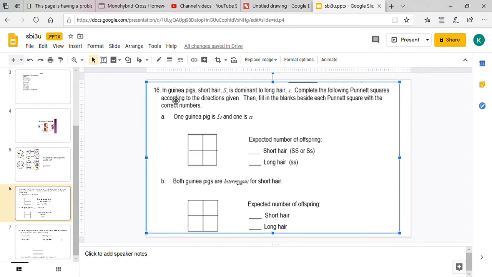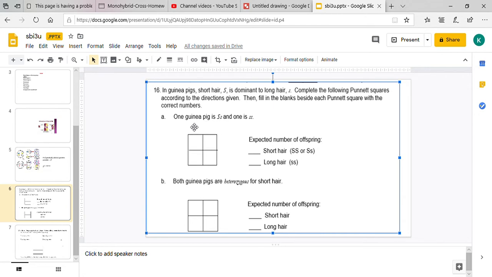So what it says here is, in guinea pigs, short hair is dominant to long hair, meaning short hair is represented using an uppercase S, and long hair is represented using a lowercase s. So we have to fill the Punnett squares and then answer these. So let's see.